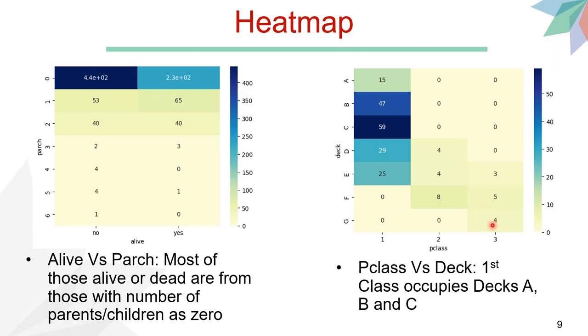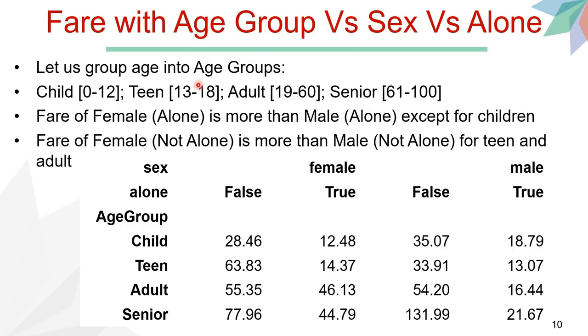You can also see how things go on between the classes and the people who belong to the decks, right? You can see here that class 1, first class, belongs to decks A, B and C, and all others are not here. None of the other classes, second and third class, belong to decks A, B and C. And if you group the ages between 0 to 12 as child, 13 to 18 as teen, 19 to 60 as adult, 61 to 100 as senior, then you can find some findings here.